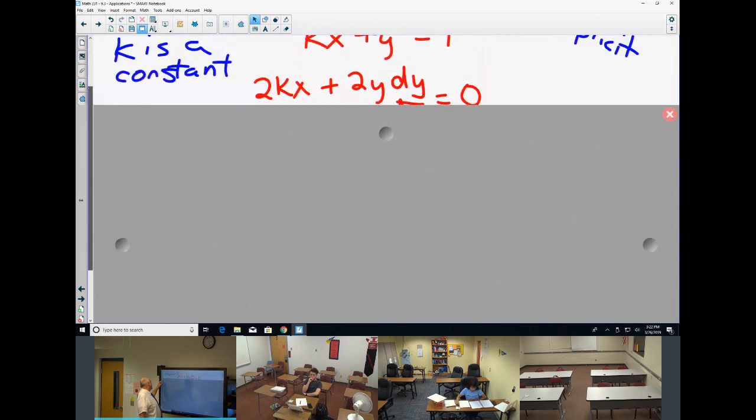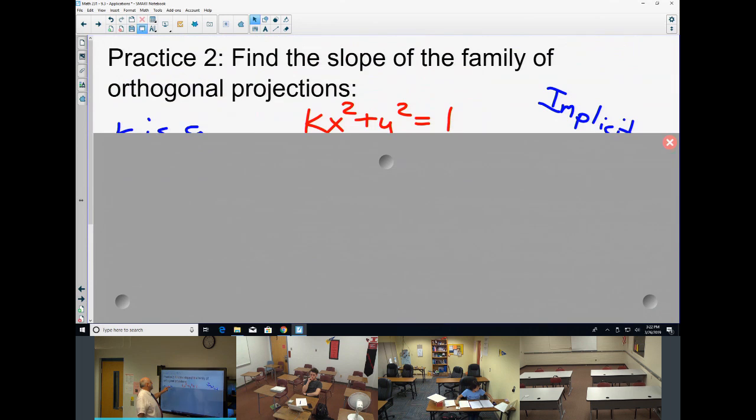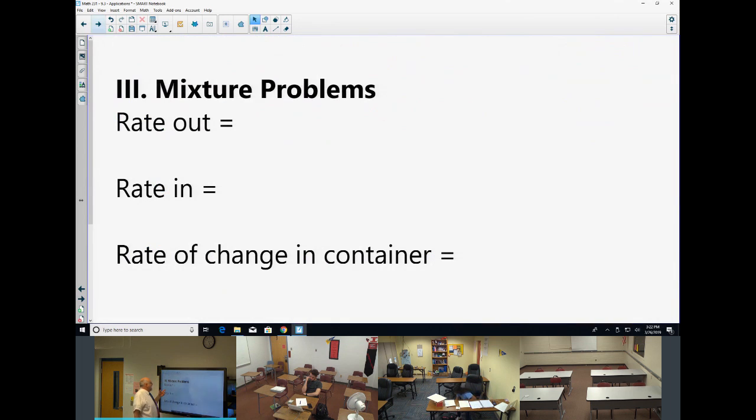Now the last example is going to take us the rest of class, and I hope we can finish it. But if we don't, we don't. The last example is what we call a mixture problem. With a mixture problem, we're going to look at things like the rate in. We're going to have a container, and we're going to look at the rate that something flows in, the rate that something flows out, and the rate of change in the container. These are some of the things that we look for here.